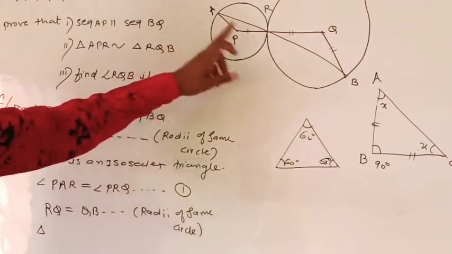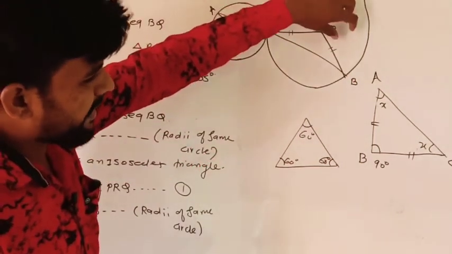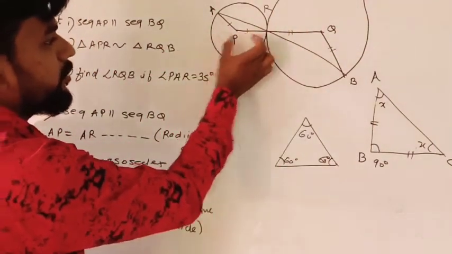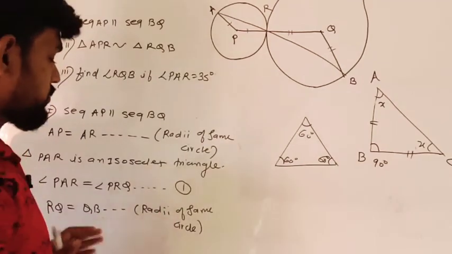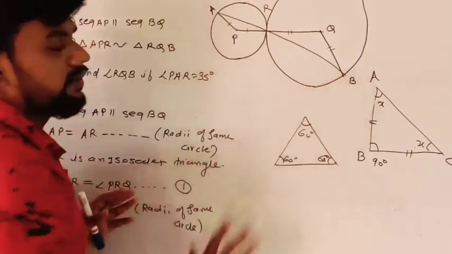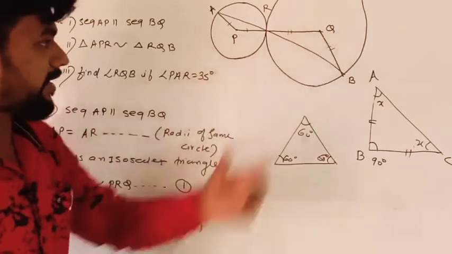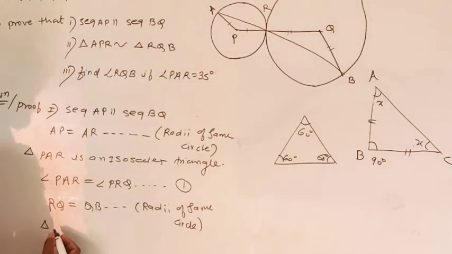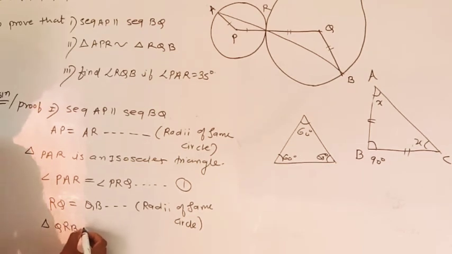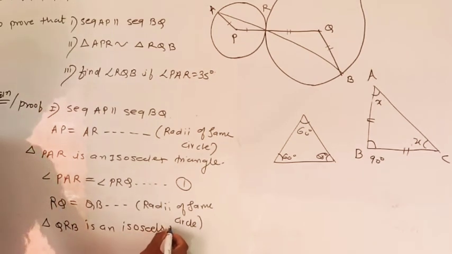We are interested in angle R and angle B. So don't deal with Q, because we are dealing with A and B, leave these two angles, don't take them in this solution. We are starting with A and B, that's why we are not dealing with P and Q. So we have to write here triangle QRB is an isosceles triangle.